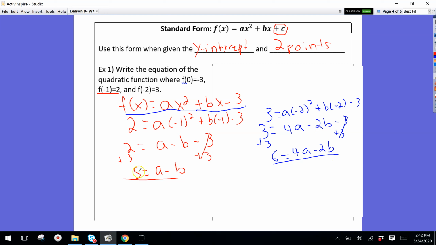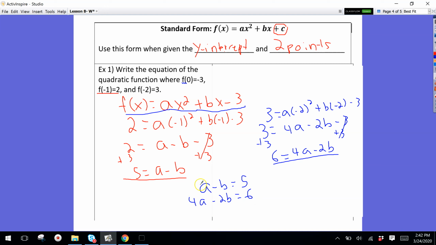We need to solve for a and b, and if you remember how to solve for this, we can do elimination. Okay, so I'm going to rewrite both of my equations. So first of all, I'm going to write a minus b equals 5 and leave my c at the end. And we're going to write 4a minus 2b equals 6. And again, write it at the end here and line them up like we would do. If you remember, when we have standard form, the easiest way to solve this is using elimination.